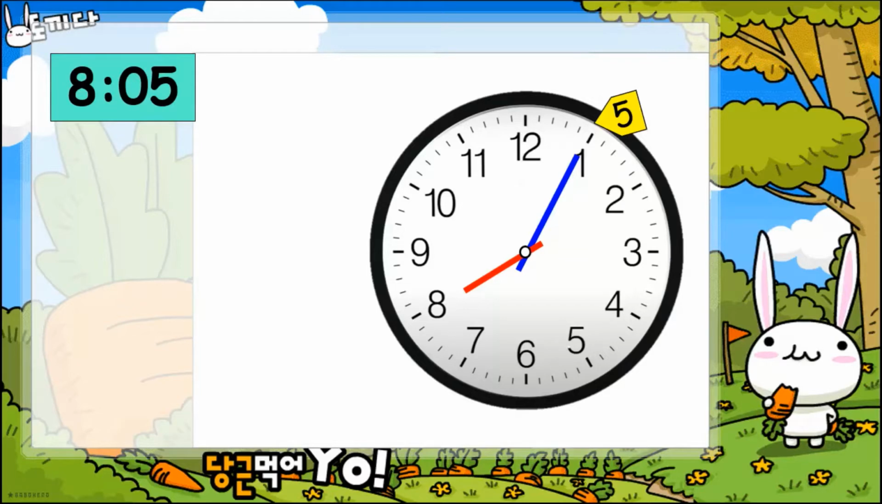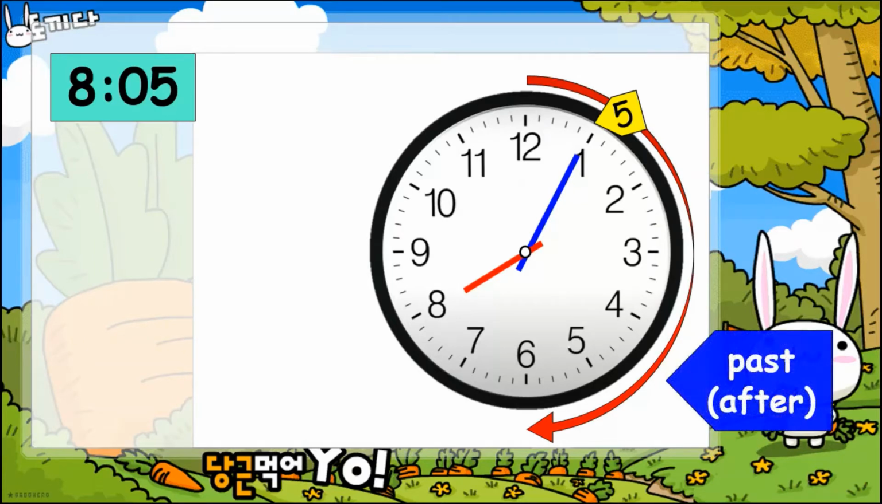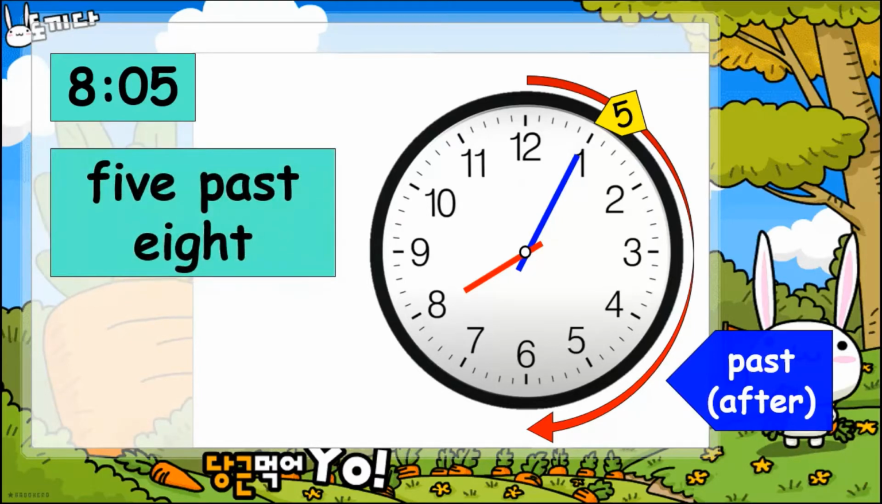Minute hand is pointing at the first half part of the clock. We read minute past existing hour. It will be 5 past 8, means 5 minutes after 8 o'clock.